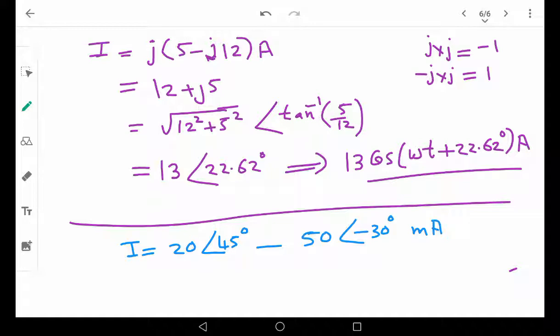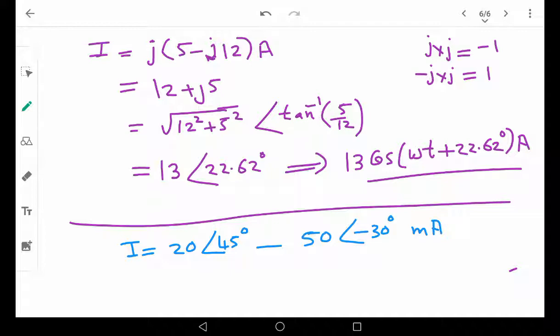Okay. So what you will do about this particular thing? You have to convert this thing to a single complex number, then again convert back. You can write this as, for example, 20 angle 45 minus 50 angle minus 30 degree milliampere, right?